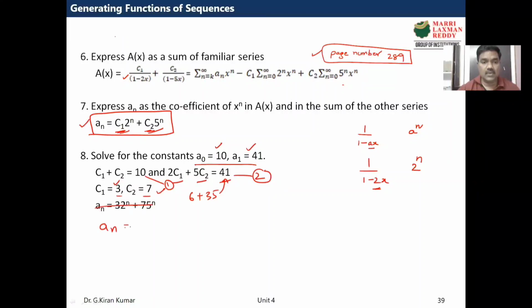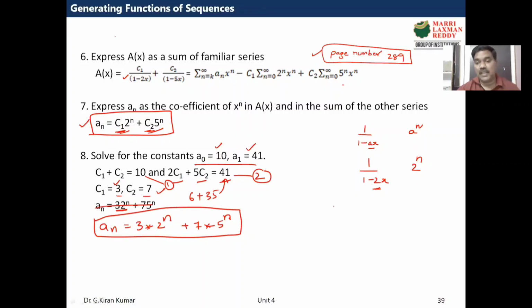It is an equal to 3 into 2 power n, because the C1 value is 3, plus C2 is 7, 7 into 5 power n. Maybe if there is no space, it looks like 32 power n. That is why I strike it off. This is a common mistake even students make. They write 3 into 2 power n, but at the end it looks like 32 power n. When evaluators see it, the first impression is 32 power n, so there is a chance they may strike it off. Therefore please be careful.